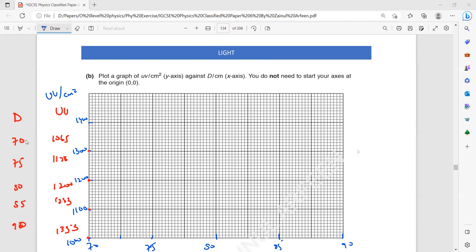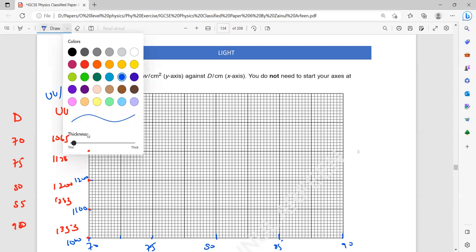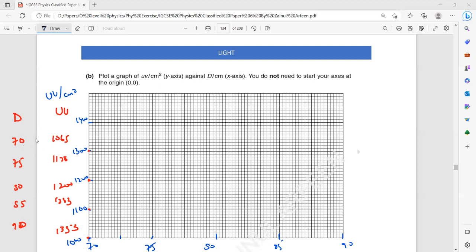Now we have the values when D is equal to, so we have to mark the points when D is 70, 1065. So this was 1000, D 70, 1065. So 1010, 20, 30, 40, 50, 60. And then between 60 and 70, so this will be 1065. Then 75 and 1128. So 1110, 120, so 38 somewhat here.